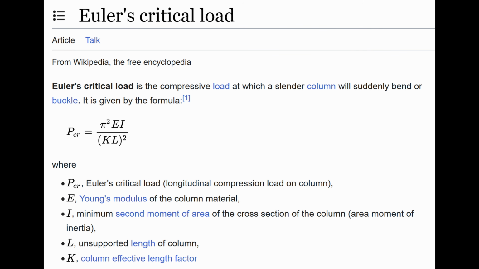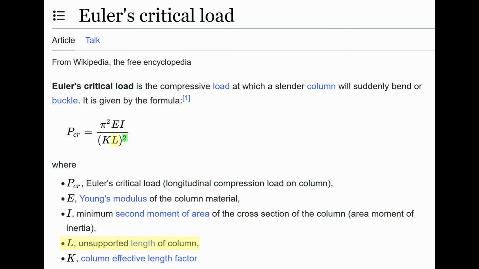Okay, back to the Euler equation. I'm about ready to talk about the really important part. First, K here, or the column effective length factor, can be considered 1 and can be ignored for our use case. That leaves us with L, or the length of the column. Nothing fancy, but if you notice, it's in the denominator of the equation and it's squared.